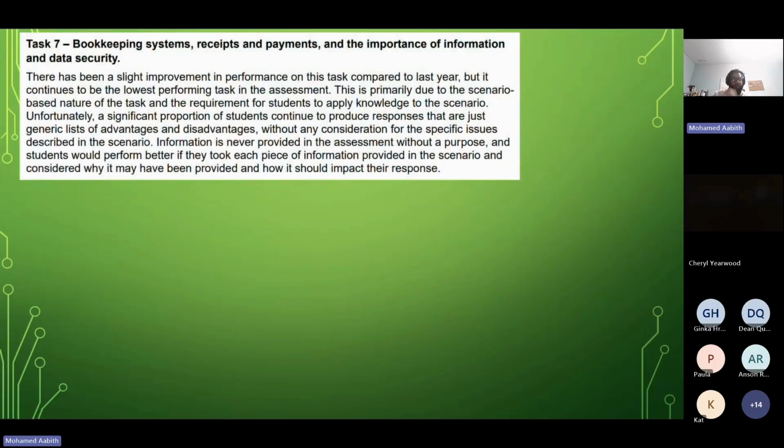Now, task 7, the bookkeeping systems, receipts, payments, and the importance of information and data security. There has been slight improvement in the performance on this task compared to last year, but it continues to be the lowest performing task in the whole assessment. This is primarily due to the scenario-based nature of the task and the requirement for students to apply knowledge to the scenario. Unfortunately, a significant proportion of the students continue to produce responses that are just generic lists of advantages and disadvantages.